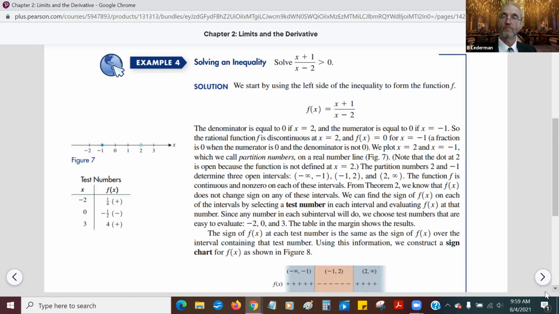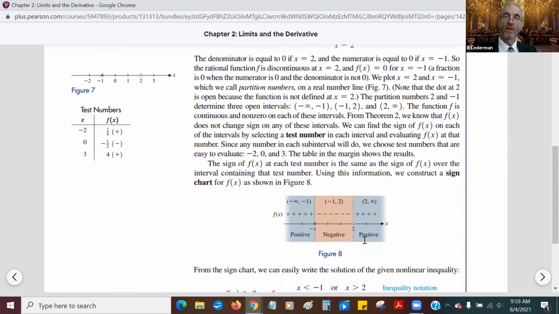So that means if I break this up into 3 intervals, at -1 and +2, where -1 is the value that made the top 0, and +2 is the value that made the bottom 0, I look at these 3 separate intervals now.